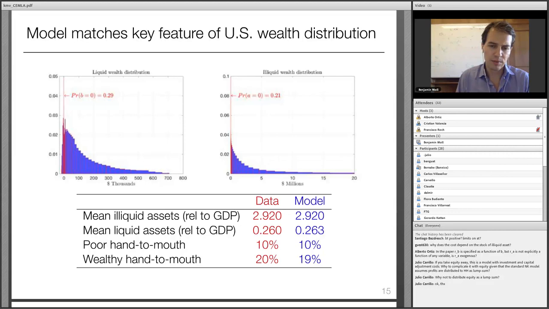The definition that we use here is we call poor hand-to-mouth people that have neither liquid wealth nor illiquid wealth, okay? And we call wealthy hand-to-mouth people that have no liquid wealth, but that may have positive or even substantial illiquid wealth, okay? If you look at the Survey of Consumer Finances, you find that about 10% of people are poor hand-to-mouth, so they have neither liquid nor illiquid wealth, and about 20% of people are wealthy hand-to-mouth, so they don't have liquid wealth, but they do have potentially quite a lot of illiquid wealth, okay?